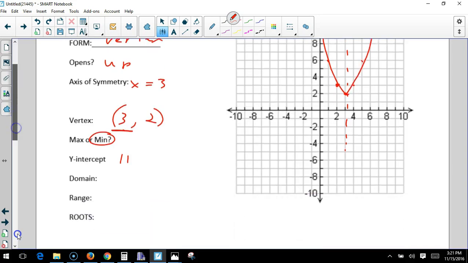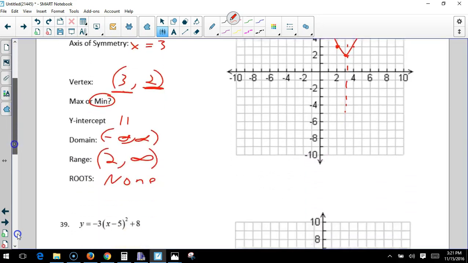The domain, not changing, -infinity to +infinity. My range, how low does it go? We look right here. How high does it go? Right there. My roots? None. It's not crossing the x-axis. And roots and zeros are x-intercepts.